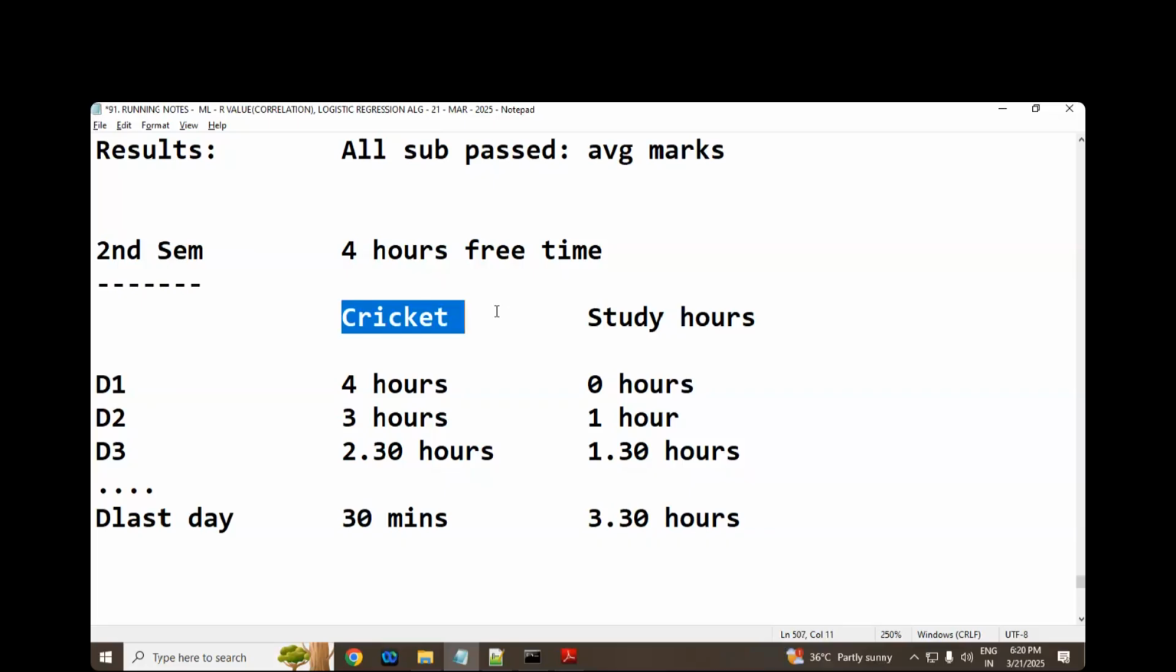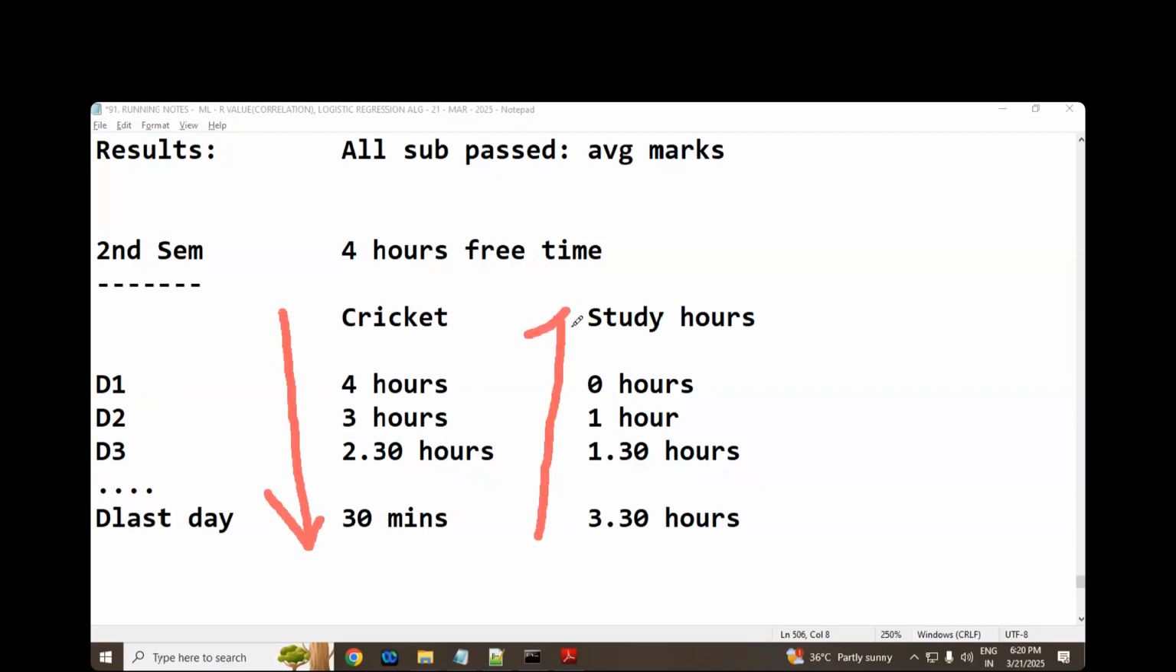Then slowly, what did I do, sir? The error reduced actually. Then automatically, tell me sir, what happened? Yeah, study hours increased actually. So if any cricket lovers are here, don't misunderstand me. The error is reduced automatically, and what happens, sir? Accuracy increases. This is called an optimization technique. Let me explain one more example.